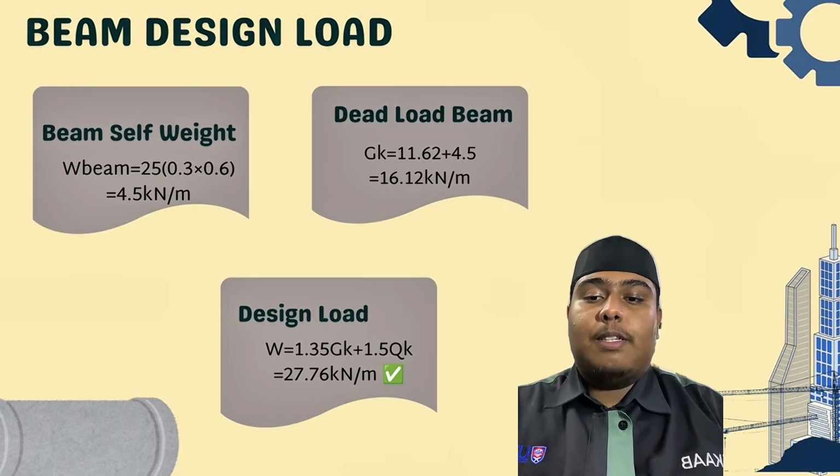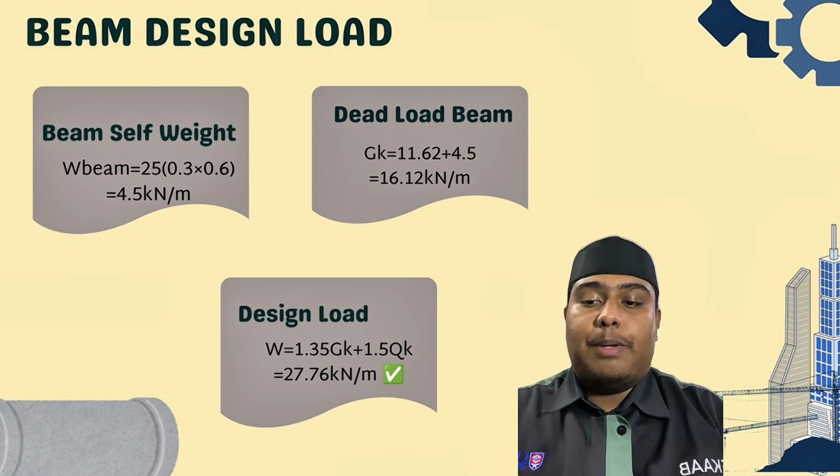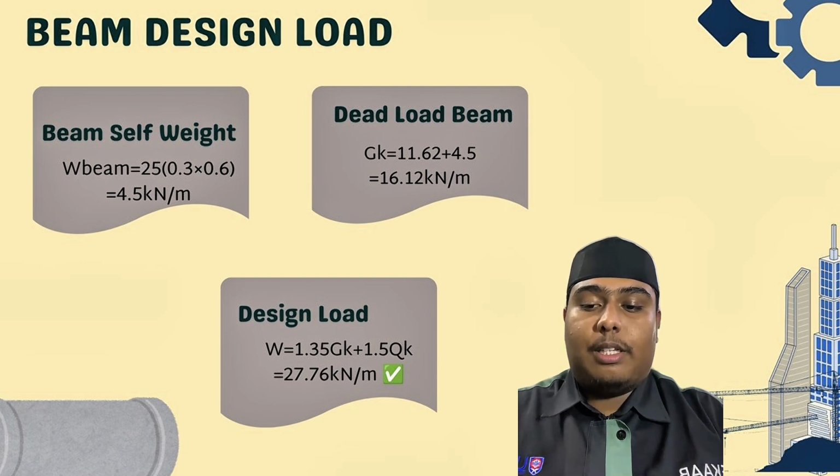Next is the beam design load calculation. First, we will calculate the self weight of the beam. The beam dimensions are 0.3 meter by 0.6 meter, and the concrete density is 25 kilonewton per cubic meter. Using the formula, the beam self weight is 25 times 0.3 times 0.6, which equals 4.5 kilonewton per meter.